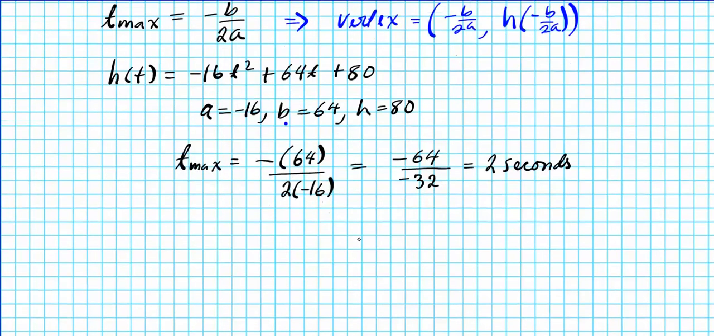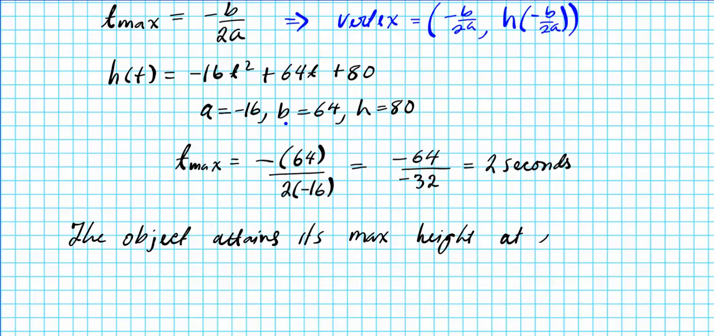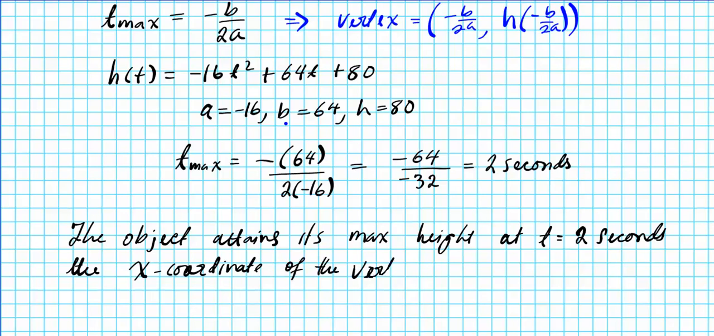All right, so the object attains its maximum height at t equals 2 seconds, the x-coordinate of the vertex of the related parabola, okay, of the related parabola. There's also a maximum function in your calculator that you can use to carry out this calculation, okay?